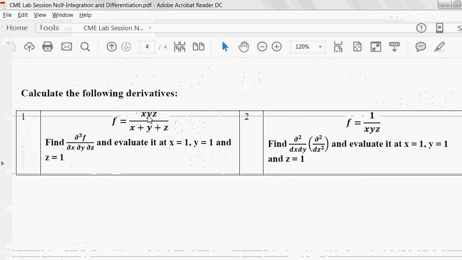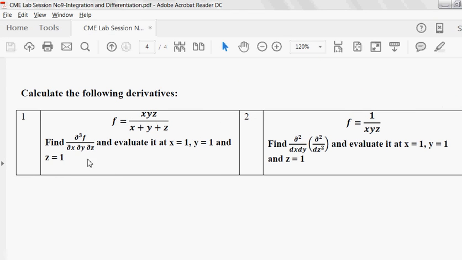A function is equal to xyz divided by x plus y plus z. So basically, we need to create a triple differentiation of the particular function with respect to x, with respect to y, with respect to z. So first we have to define our particular function. The function is given by x into y into z divided by x plus y plus z. This is our function variable.